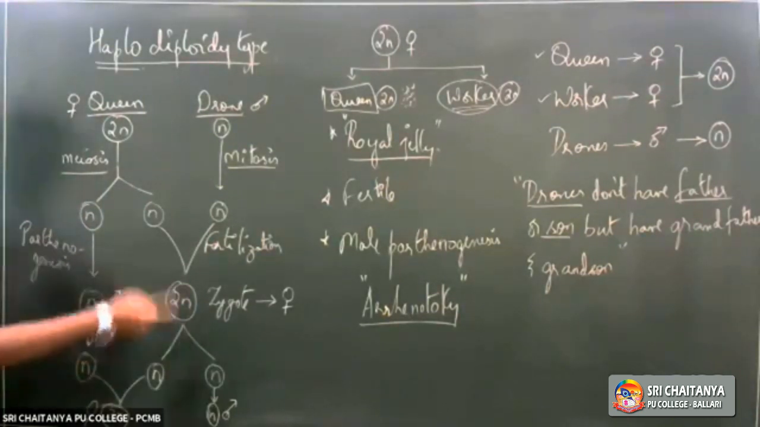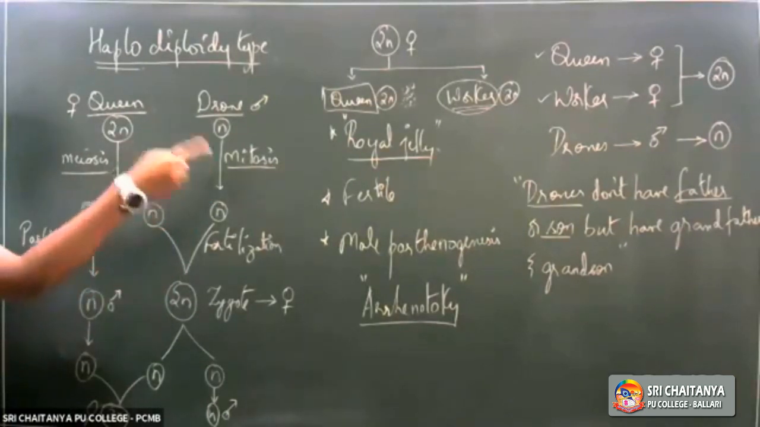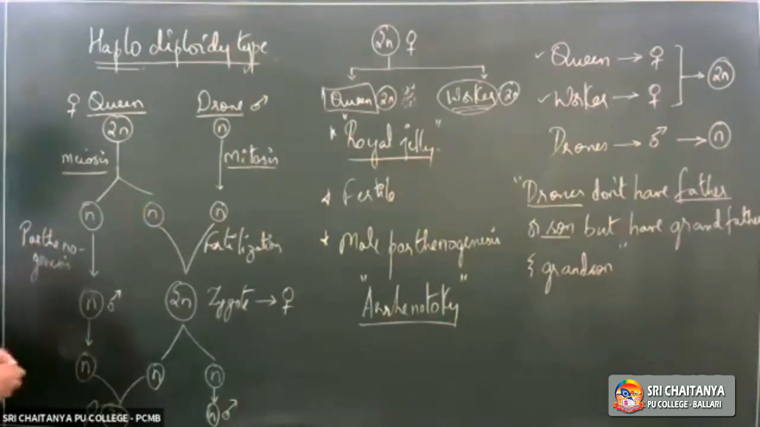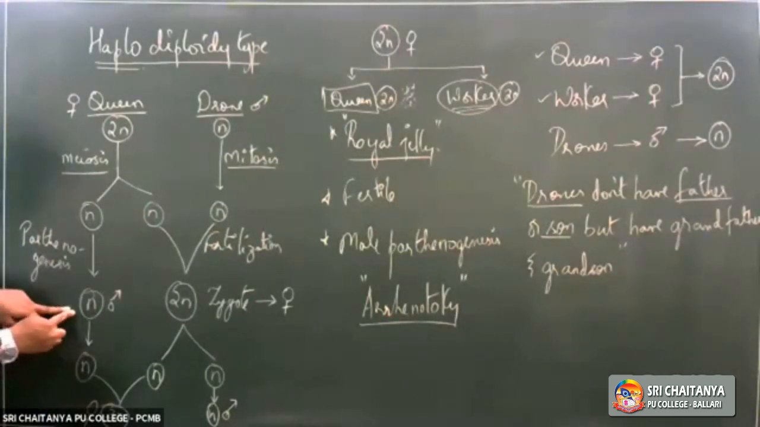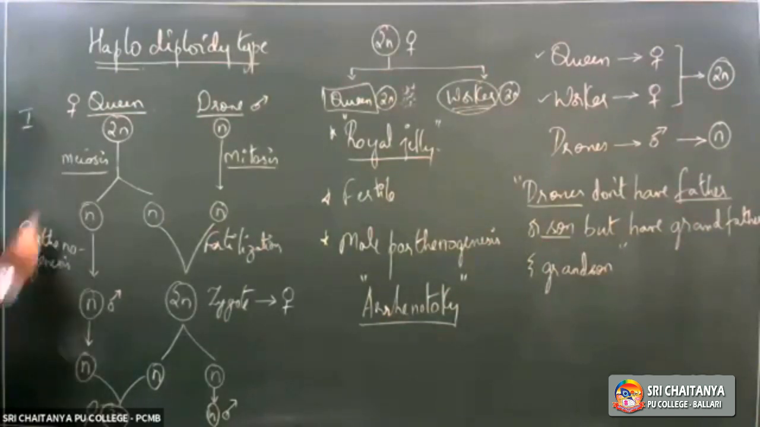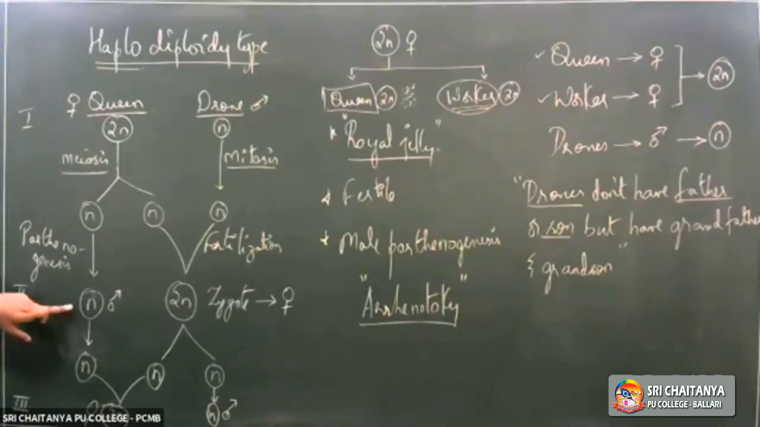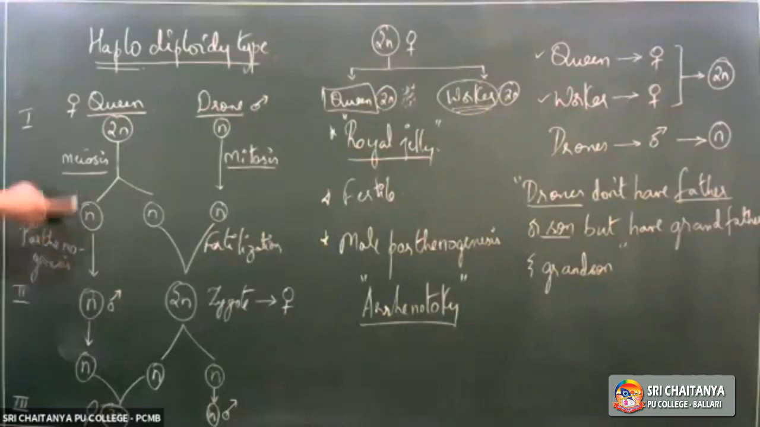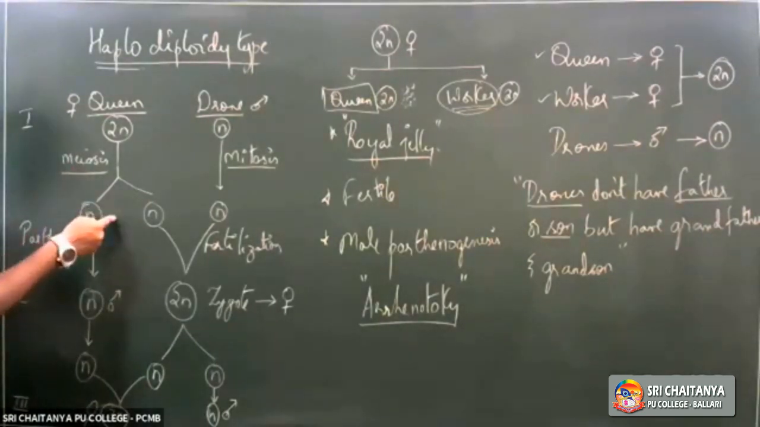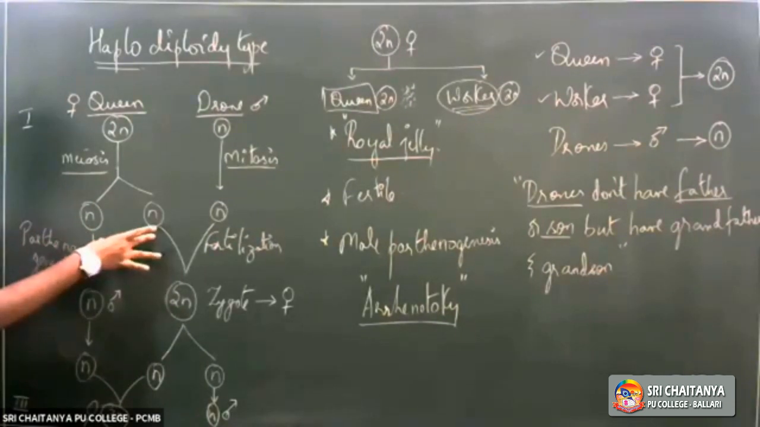Similarly, the drones will not have fathers. Why will the drones not have fathers? Let us take up this particular case. This would be the first generation, this would be the second generation, and here this would be the third generation. When we talk about the second generation individuals, this drone does not have a father. Why? Because the drones are formed through a process called parthenogenesis from the queen. The queen undergoes meiotic division to form the haploid female gametes.